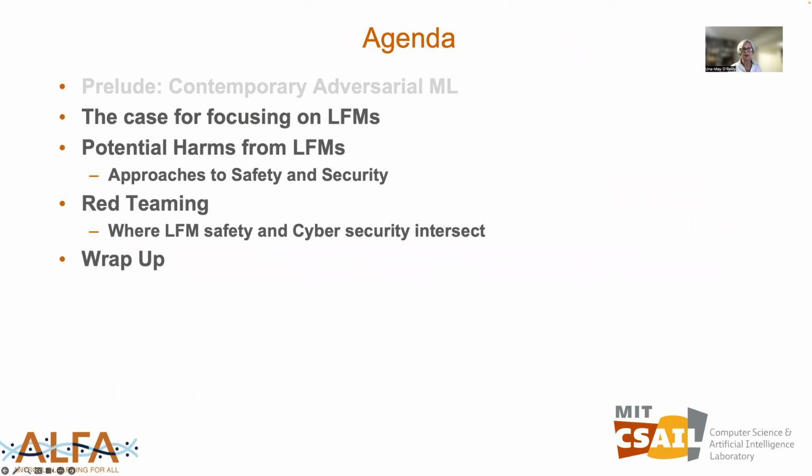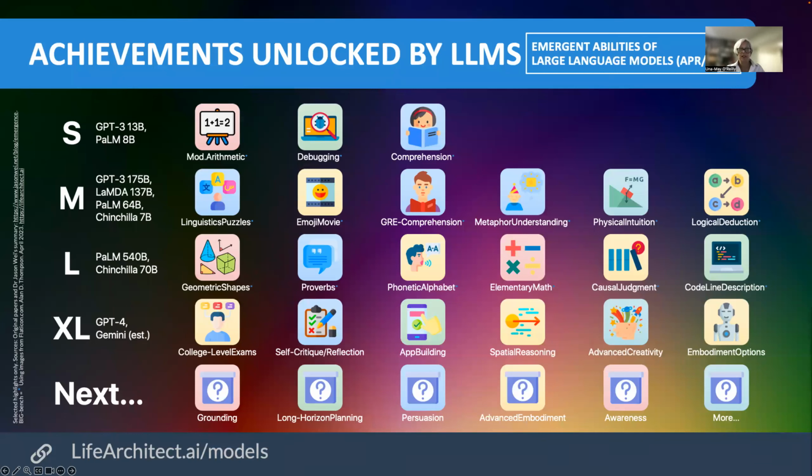So here's the agenda for the remainder of my talk. Let's consider the case for focusing on large foundation models. Then let's cover a topic that's a lot more prominent with large foundation models than it has been with deep learning, and that's the potential harm that could come from operating these models. I plan to then discuss red teaming, both as an approach for cybersecurity and an approach for LFM safety. And to end, let's ask, what are the broader intersections of adversarial machine learning with large foundation model safety and security?